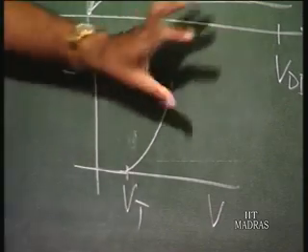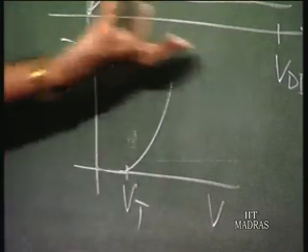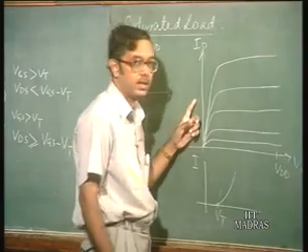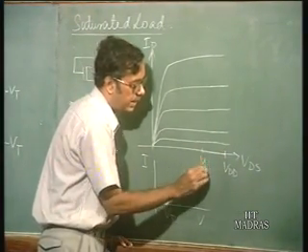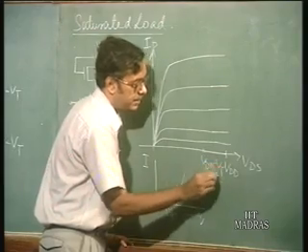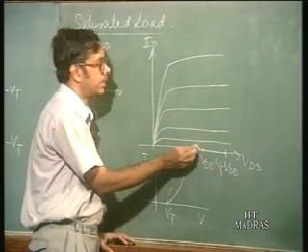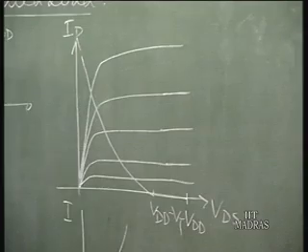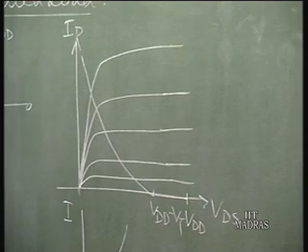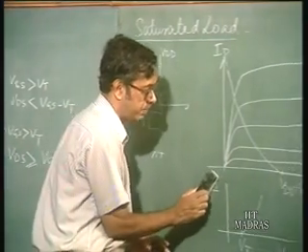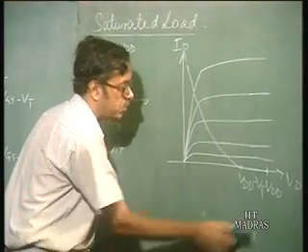So now if you want to use this characteristic as the load line in this curve here, you have to draw it like this up to VDD minus VT, and then it goes like this. So this is the load line. Now, if you have this as a load line, what is going to be the input output characteristics?